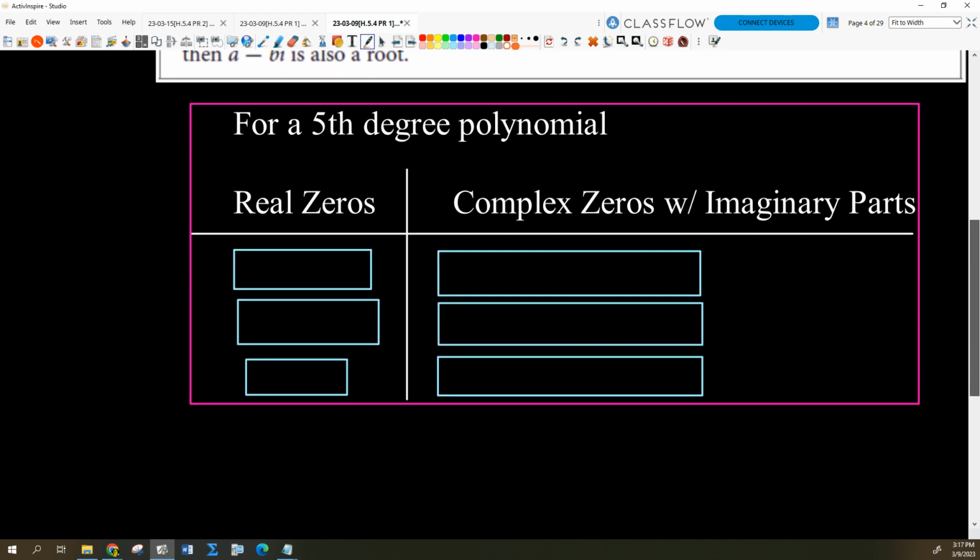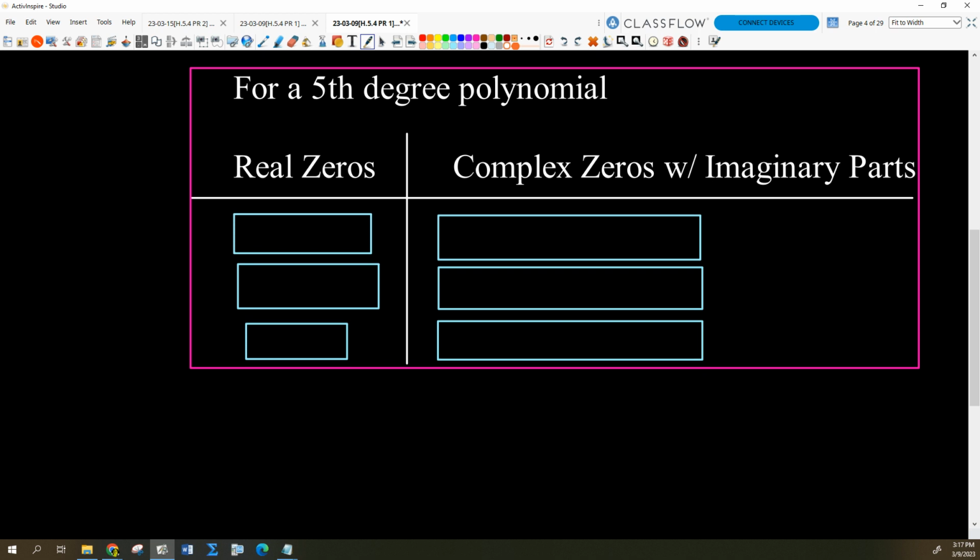All right, let's look at this now. I want you to think about this. Let's just make some predictions here. For a 5th degree polynomial, what is one number of possible real zeros that we could get?